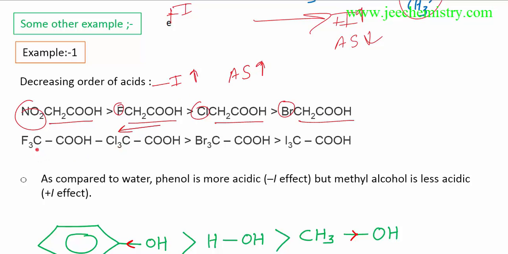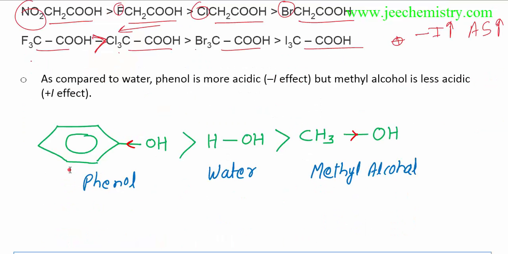Here is a similar case. This is the same group. So fluorine, chlorine, bromine, iodine: as minus I effect increases, acidic strength increases. So 3-fluorine has a higher minus I effect than the chlorine, then the bromine, then the iodine. Here is one mistake. In this way this will come.